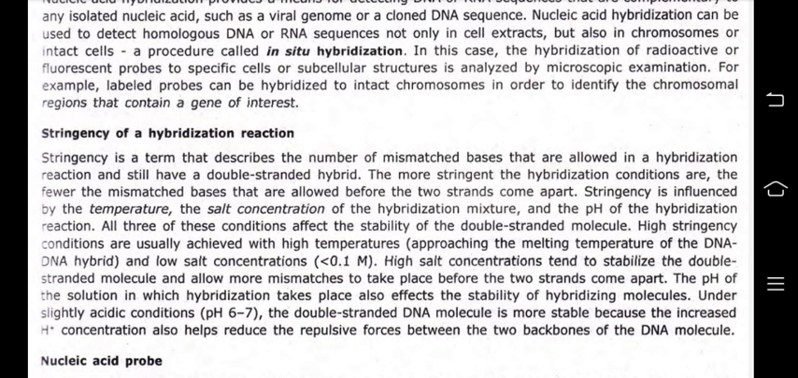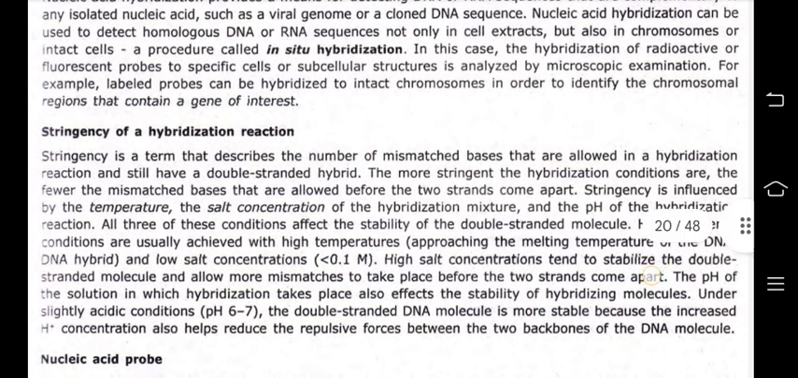High stringency conditions are usually achieved with high temperature, approaching the melting temperature of the DNA hybrid, and low salt concentrations. High salt concentrations tend to stabilize the double-stranded molecule and allow more mismatches to take place before the two strands come apart. The pH of the solution in which hybridization takes place also affects the stability of the hybridizing molecule. Under slightly acidic conditions, pH 6 to 7, the double-stranded DNA molecule is more stable because the increased H+ concentration also helps reduce the repulsive force between the two backbones of the DNA molecule.